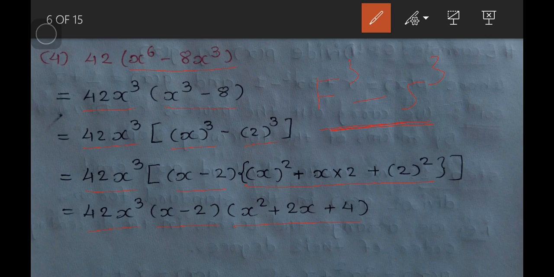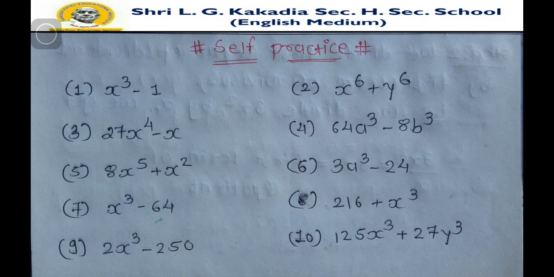So this is how we can find the factorization of a cubic polynomial. Here are some examples given for your self practice.